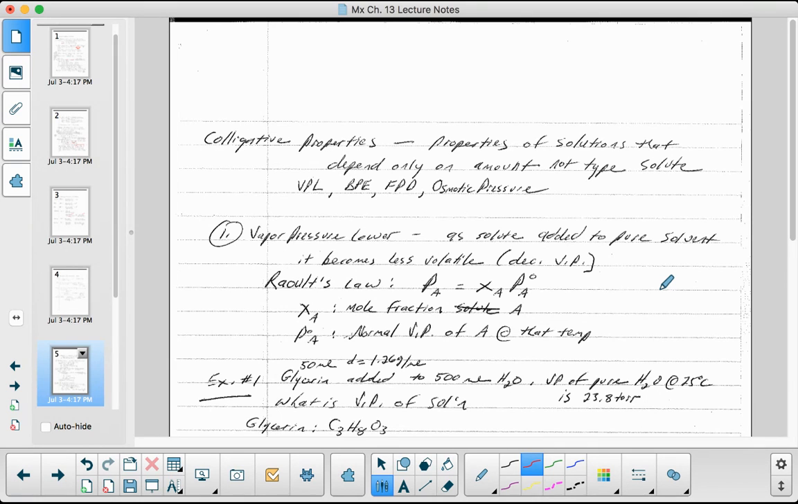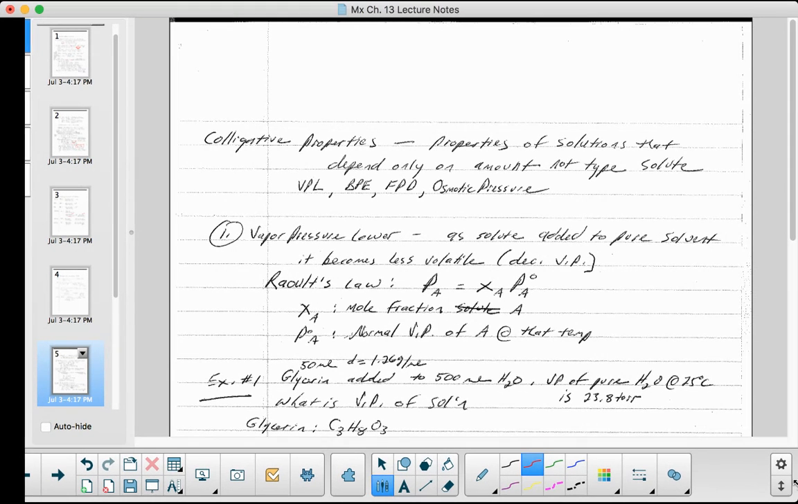Colligative properties are the properties of a solution that depend on the amount of the solute, not the type of solute that's dissolved in the solvent. And the 4 properties that we'll talk about are VPL, vapor pressure lowering, BPE, boiling point elevation, FPD, freezing point depression, and osmotic pressure. So I'll go through an example of each of these with you and hope that it will help you understand what a colligative property is.